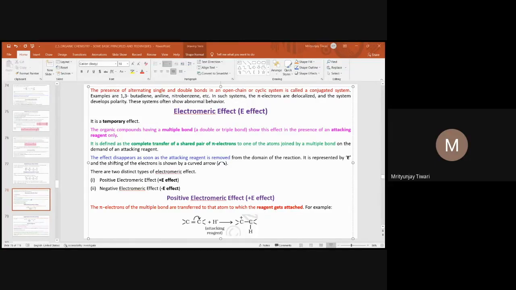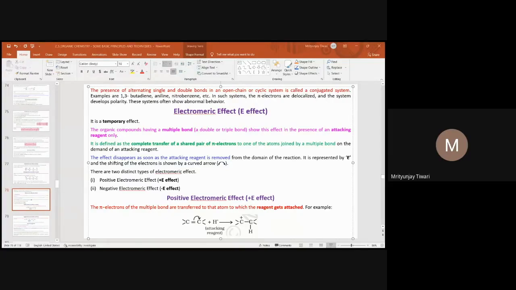So let us now look into the positive electromagnetic effect, or plus E effect. The pi electron of the multiple bond in this plus effect. So what do we see? This attacking reagent could be an electrophile or nucleophile. Electrophile means it has a positive charge, it is an electron deficient center. So if it is an electron deficient center, then to whatever atom the attacking reagent gets attached, it will create electron deficiency there, and the pi electron will move to that atom. In that case this effect is called plus E effect. The pi electron of the multiple bond is transferred.